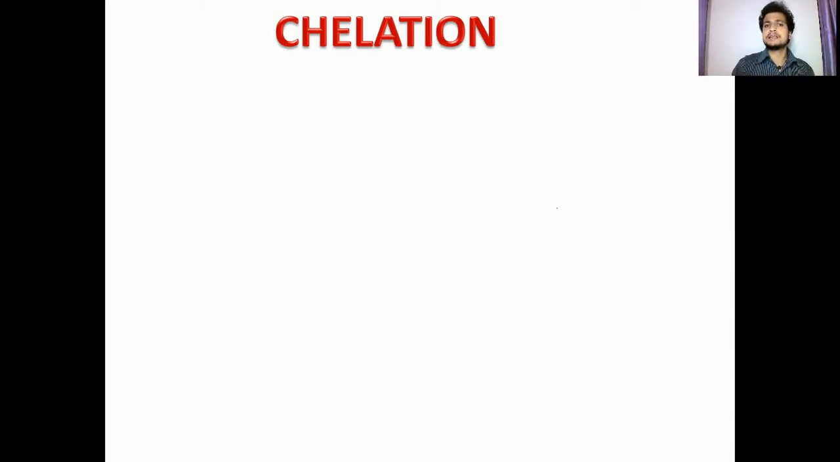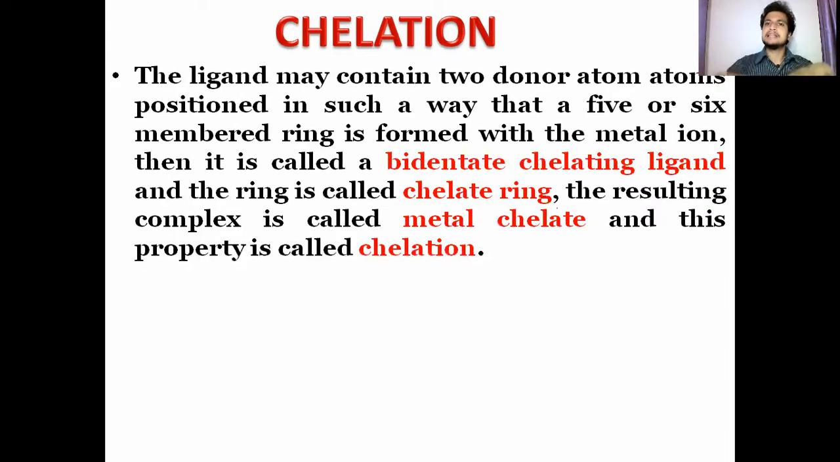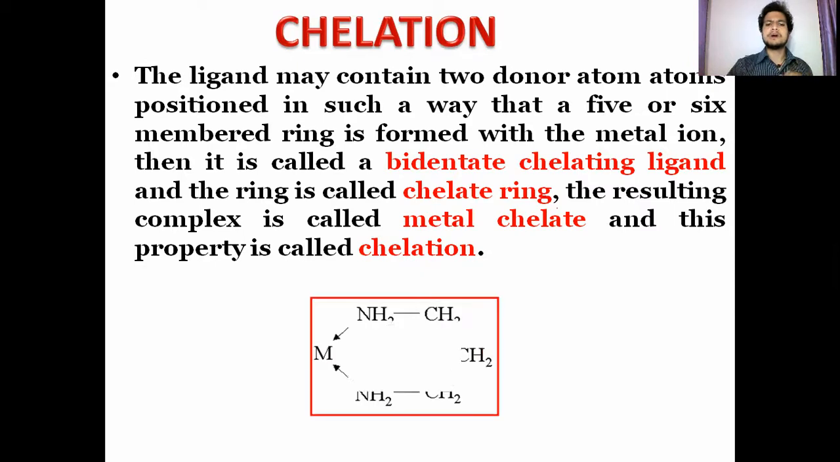So chelation is a property where a ligand from its 2 donor sites or 3 donor sites donates to the metal and forms a ring. That ring is known as a chelate ring, and the property is known as chelation. The complex is known as a metal chelate. If it is a bidentate ligand doing it, we call it a bidentate chelating ligand. If it is a tridentate ligand, we call it a tridentate chelating ligand, and so forth. Here I have taken one particular example.